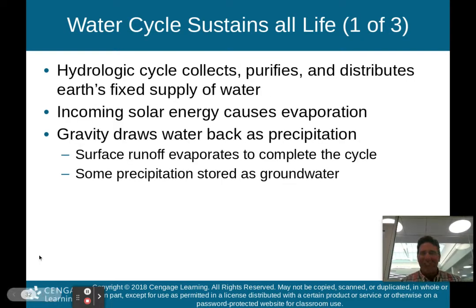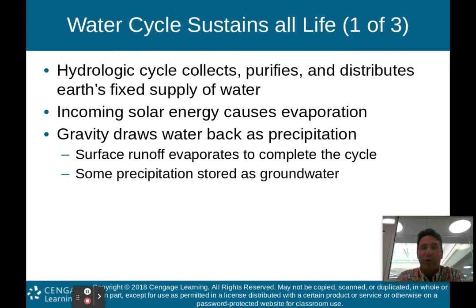Hopefully the water cycle is going to be the easiest of all of these. You've been dealing with the water cycle since elementary school. The water cycle sustains all life, also called the hydrologic cycle. Water cycle, hydrologic cycle, same thing. It collects, purifies, and distributes Earth's fixed supply of water. Again, we're not getting any more water coming into Earth.